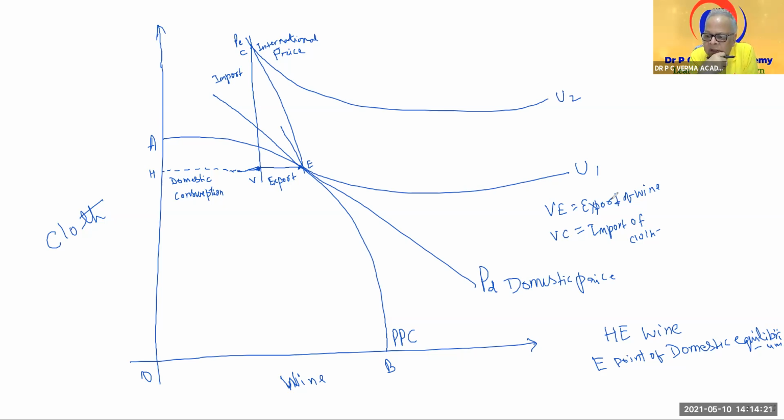This activity is known as gains from exchange. Whatever the country has, the country exchanges some portion of domestic product for some portion of foreign product. This step is known as gains from exchange because the country moves from G1 to G2. Movement upward is gains from exchange.